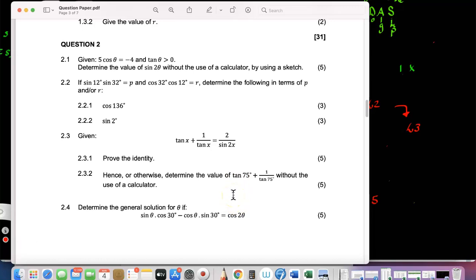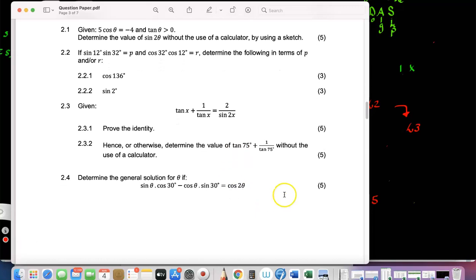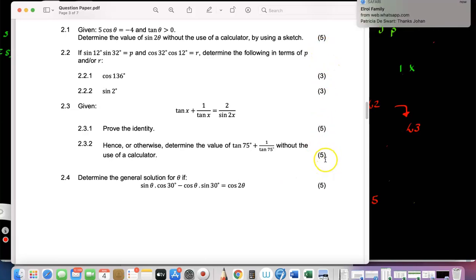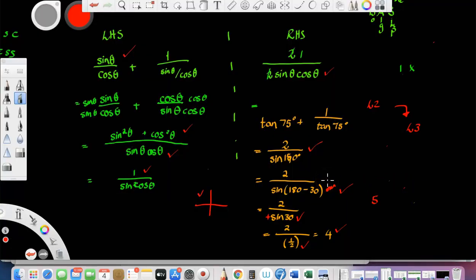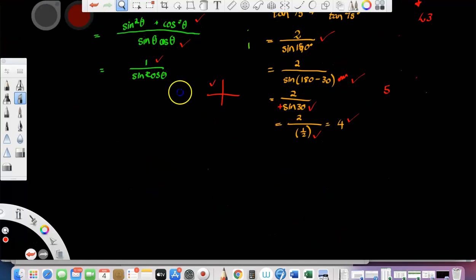Okay, this one was more difficult. Of all the questions in here so far, I really don't think there's any reason why I couldn't have gotten full marks if you just knew the basics. So next is determine the general solution for theta if. Now this one was difficult. It was definitely not as easy.